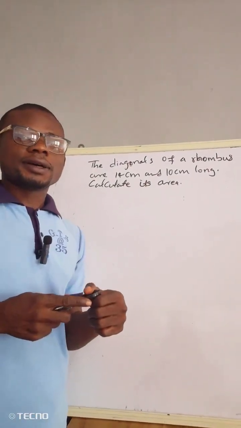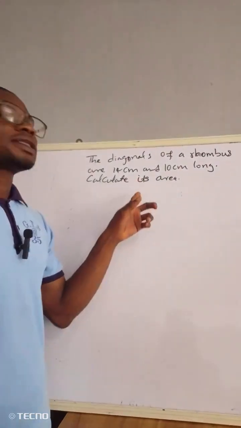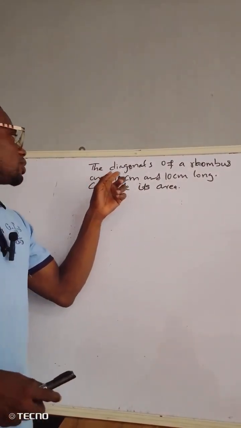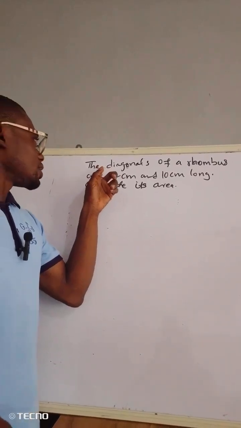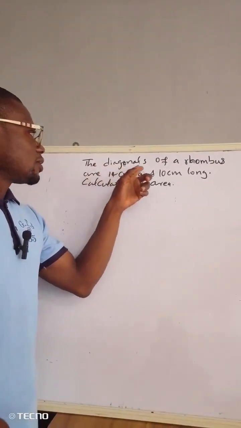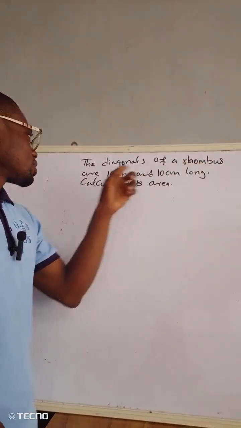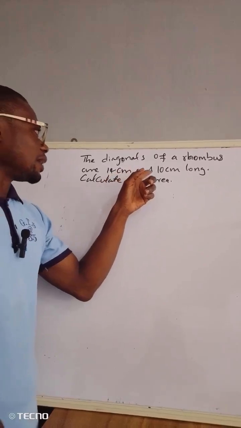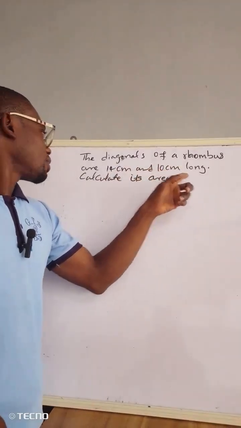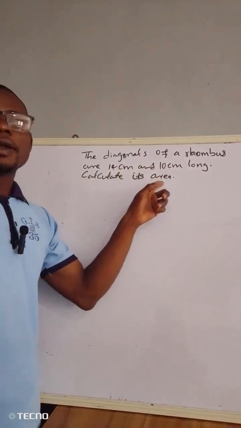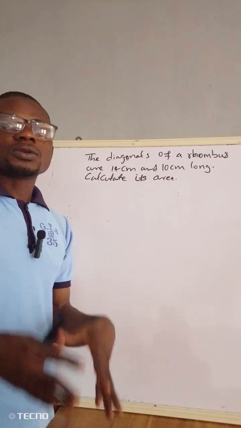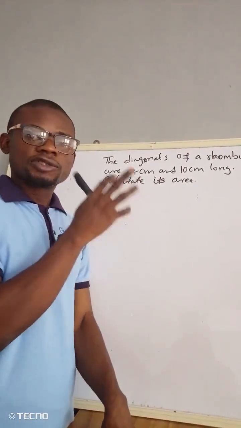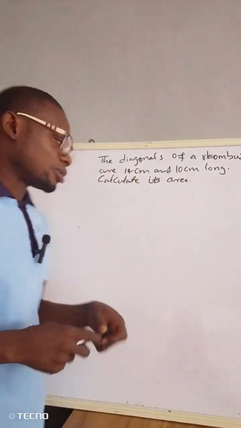Okay, let's have this question solved. There is a question. The question says the diagonals of a rhombus are 14 centimeter and 10 centimeter long. Calculate its area. Now the first thing we need to do is draw this rhombus.